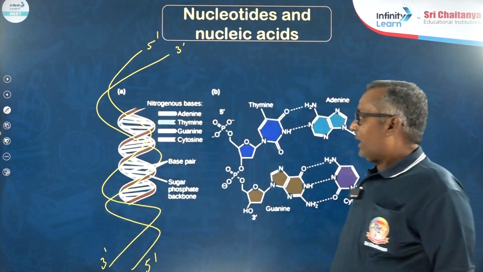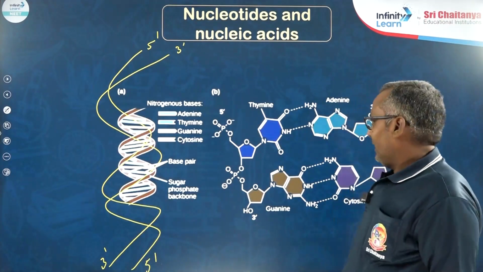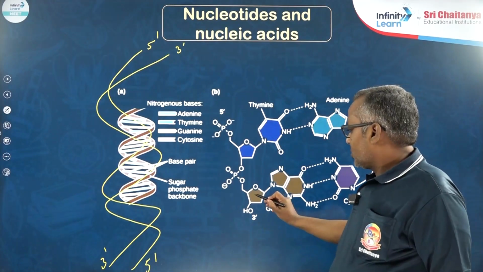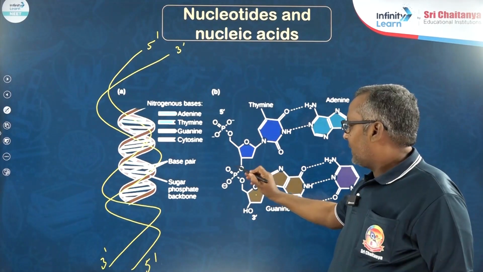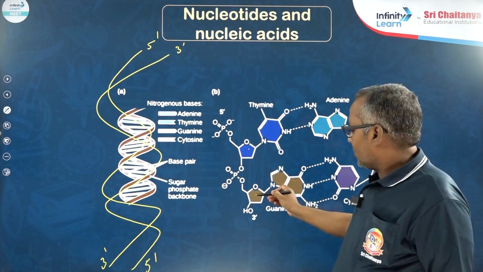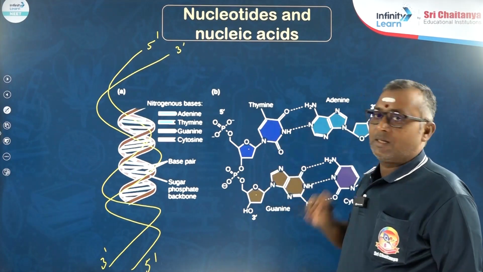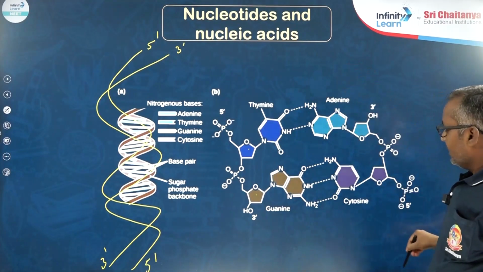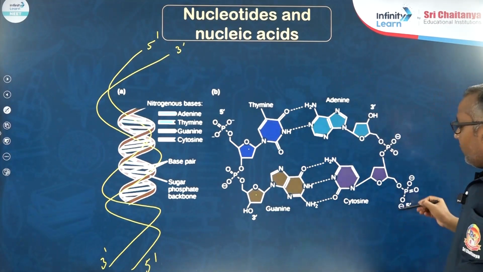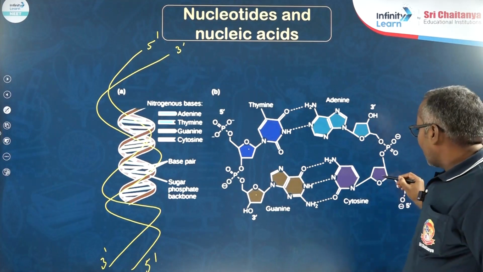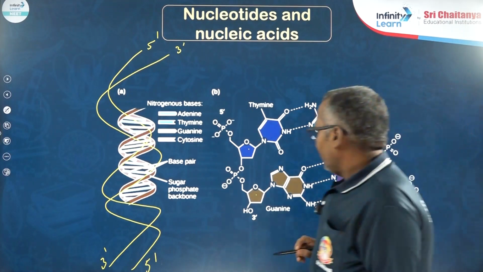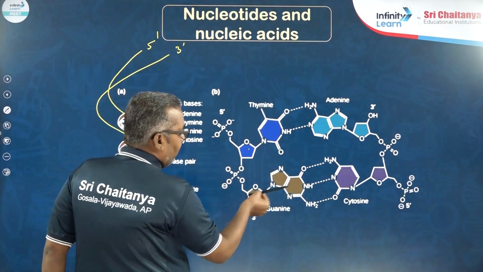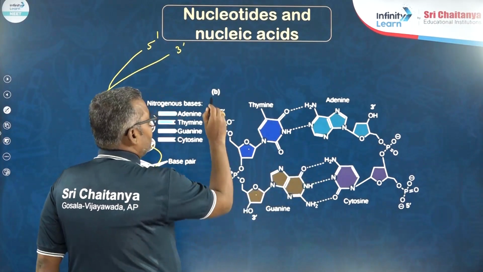Now, if you take the backbone of the DNA, the backbone is composed of sugar, phosphate, sugar. This is one chain and this is another chain. In this chain, the backbone is again made of sugar, phosphate, sugar. In this, bases are projected perpendicular to the backbone. This is the backbone.